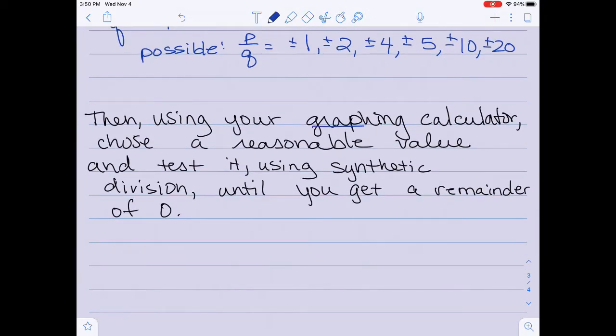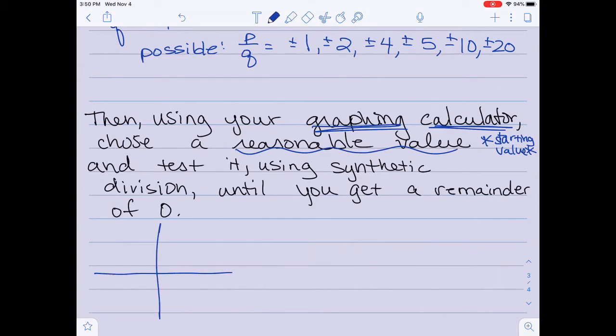Now that we have our possible roots, we're using our graphing calculator. I'm giving you this as a tool to cut this down, or you could check every one of the 6 values times 2 for plus or minus, so 12 possible roots that you would have to check. Instead of making you do synthetic division up to 12 times, I'm going to let you use your graphing calculator and choose a reasonable value as your starting point.